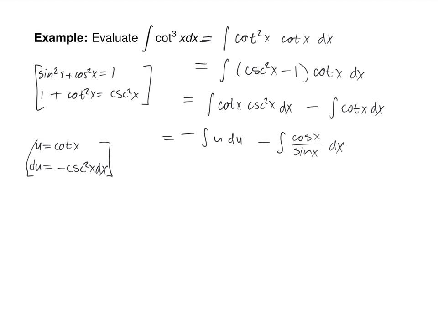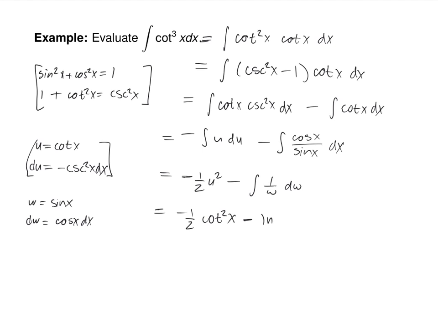What would you do? Let's just use a different letter. Let's let w equal sine x. And then dw is cosine x dx. So negative 1/2 u squared minus the integral of 1 over w dw, or negative 1/2 cotangent squared x minus natural log absolute value of sine x.